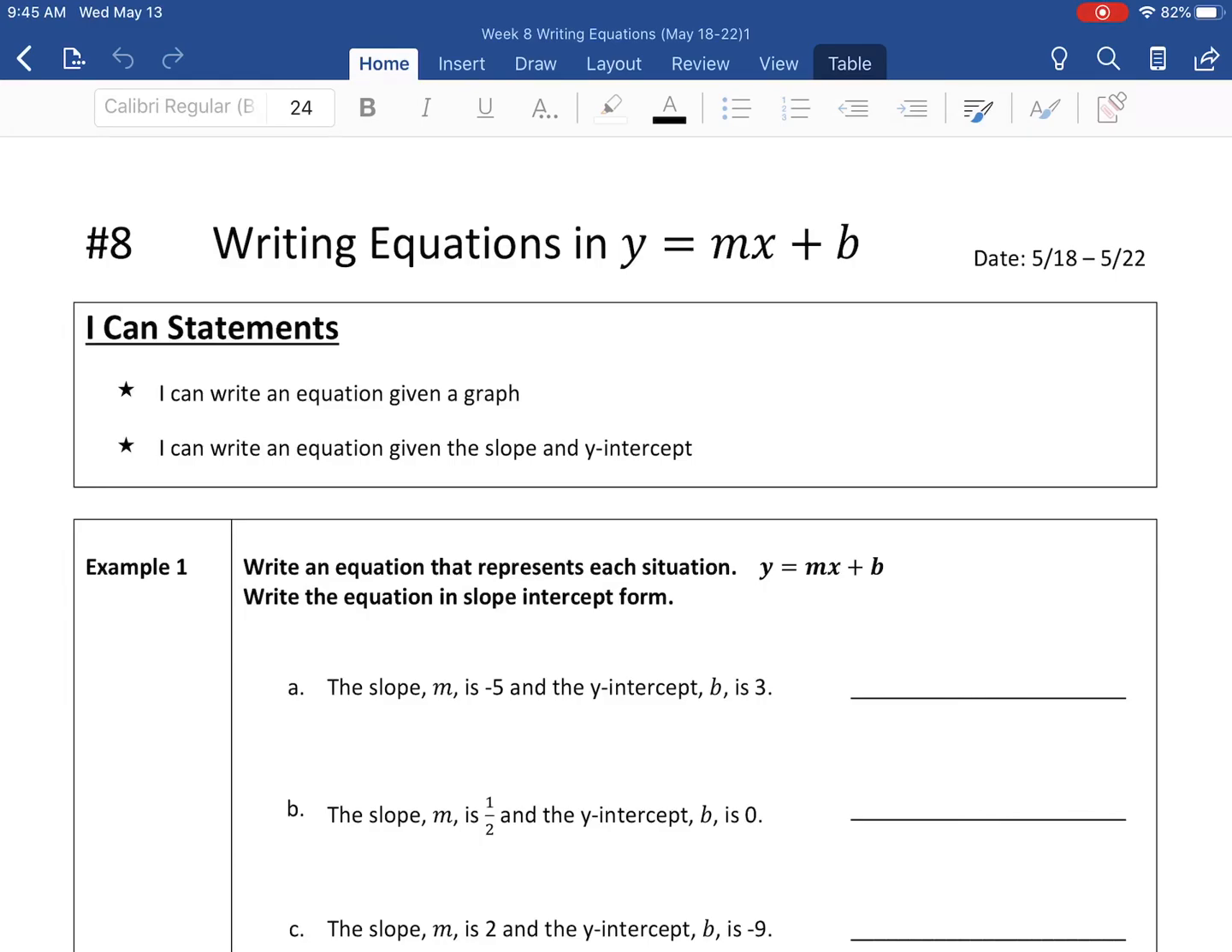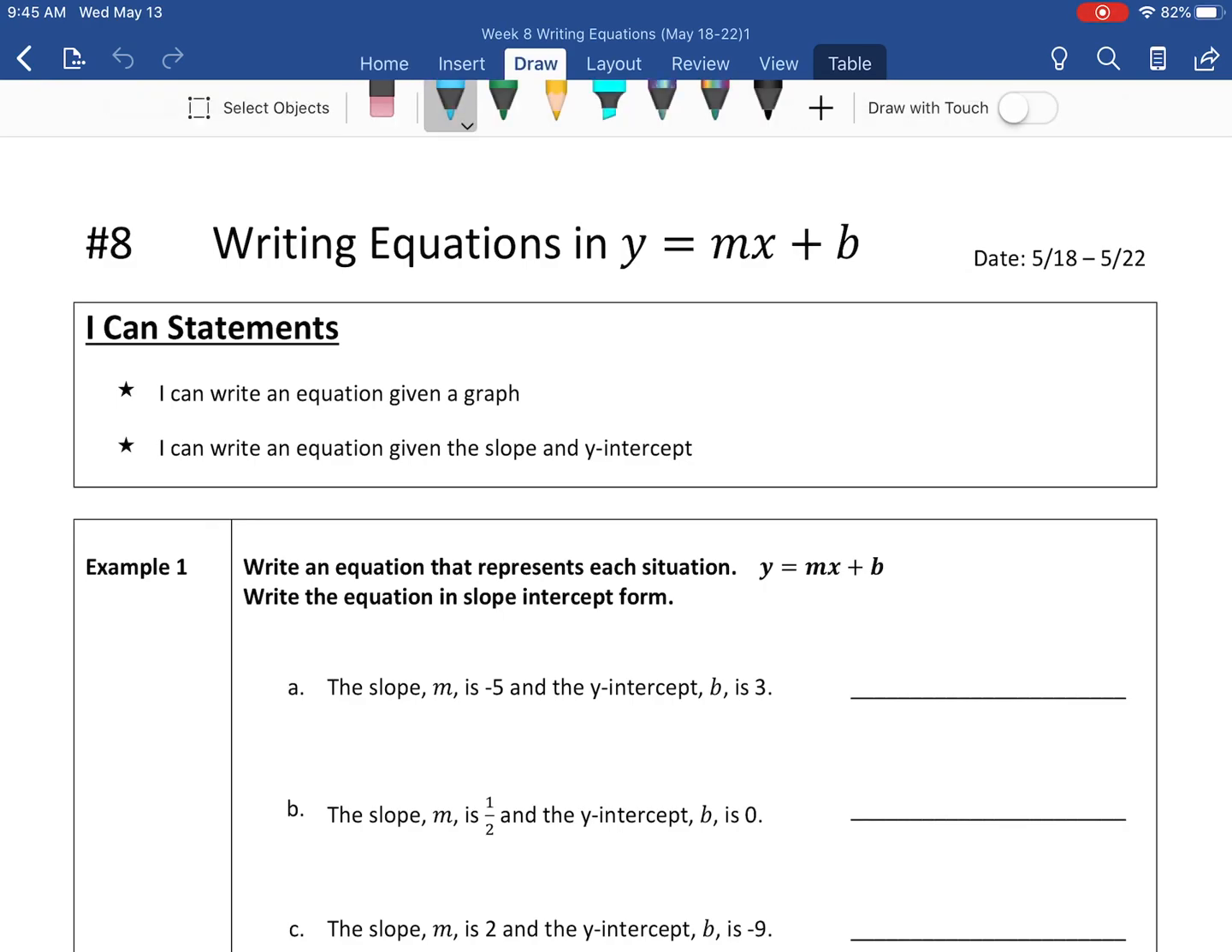Ladies and gentlemen, so we have been talking about slope-intercept form of our equation, which remember is y equals mx plus b, where m is the slope and b is the y-intercept. So we've been talking about that for the past couple of weeks, and we are going to end our year by talking about how to write an equation in this form.